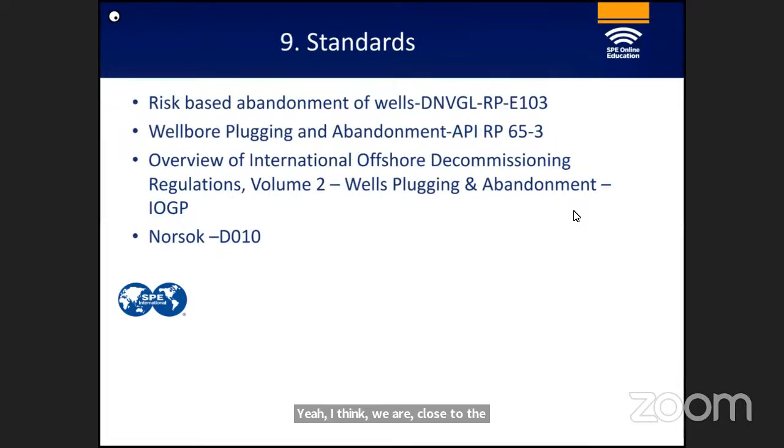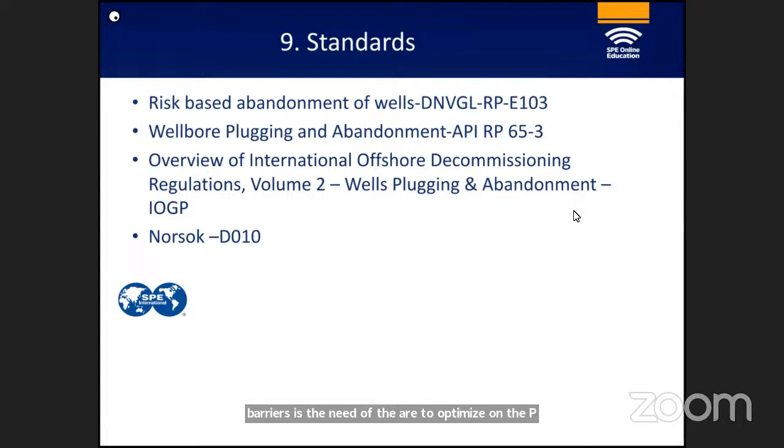These are some of the standards or documents which can help you to prepare a P&A program or guidance for doing a P&A. The first document is from DNV, a risk-based abandonment of the well. This is very much in vogue these days because of cost implications for doing the P&A, and putting the minimum barriers or fit for purpose barriers is the need of the hour to optimize on the P&A cost.